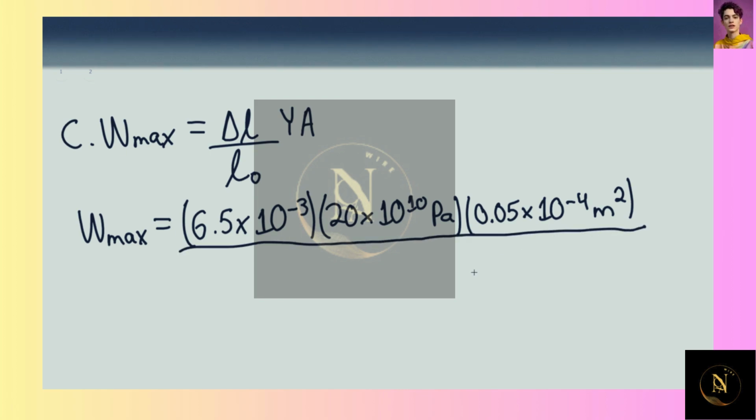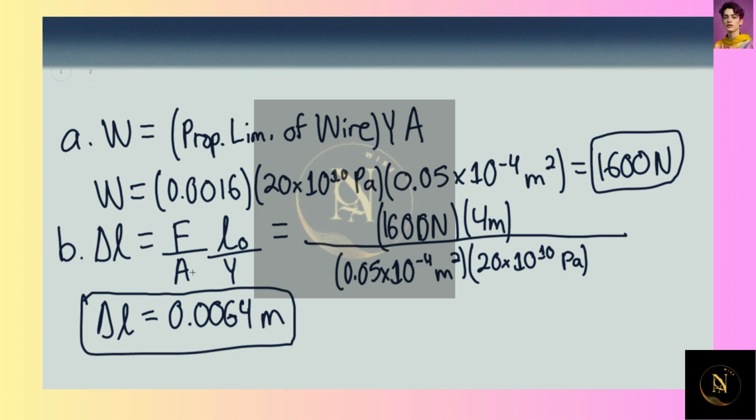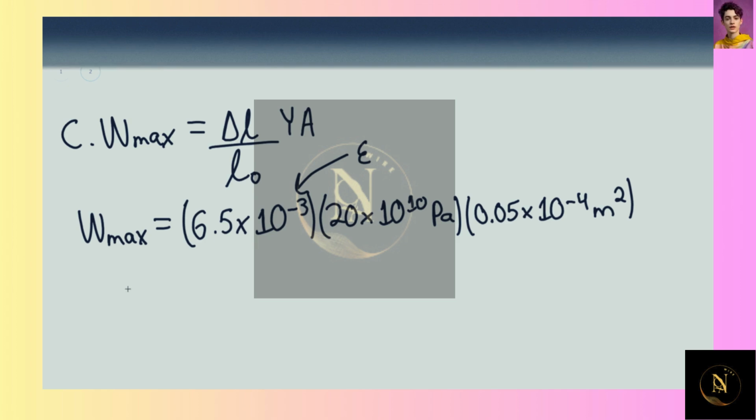In this case, the 6.5 times 10 to the negative third, that represents the strain, rather. My apologies. This represents the strain. So if this is the new strain, rather than the strain that we calculated here, we can say that the maximum weight is going to be equal to 6.5 times 10 to the positive third newtons. So this would be our answer for part C.